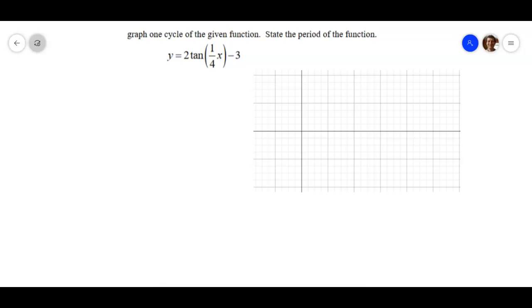Alright, let's graph a tangent wave. One cycle of this tangent wave, and state the period of the function. So let's recall some information about the tangent wave.